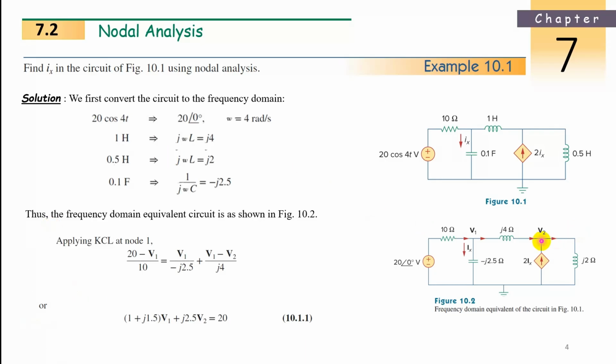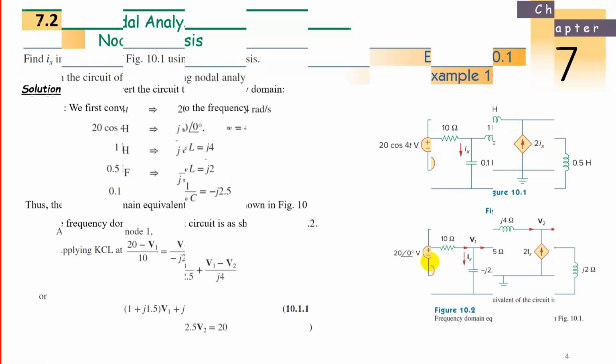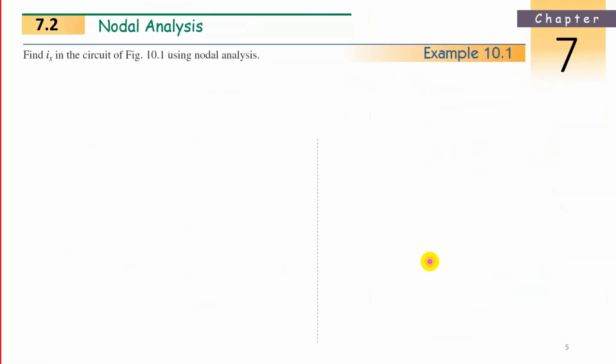Here, (v2 minus 0) divided by j2. One equation, because current leaving equals the other side, because all are entering. Now entering is nothing but v1 minus v2, higher potential to lower potential, (v1 minus v2) divided by j4, plus current is entering, so 2ix. What is ix? Again we can substitute from v1 divided by minus j2.5. So let's see another equation.